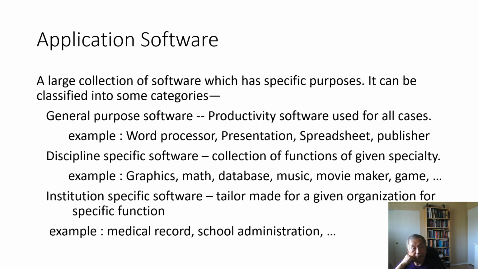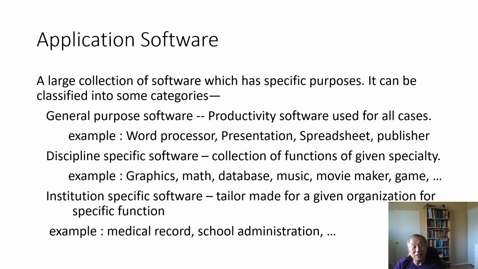Then application software is way bigger, a large collection of software, and it can be general purpose, discipline specific, or institution specific. There is this classification that people use, but there are so many cases that the scope is overlapping. It's a little difficult to say exactly what is right or wrong.